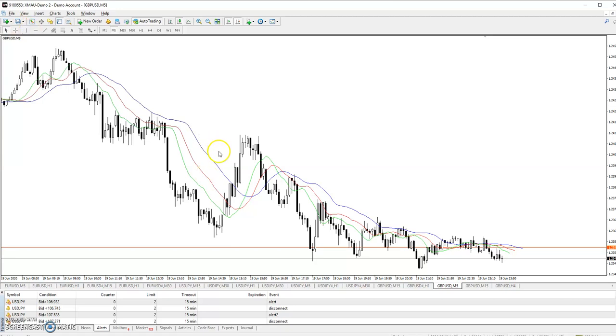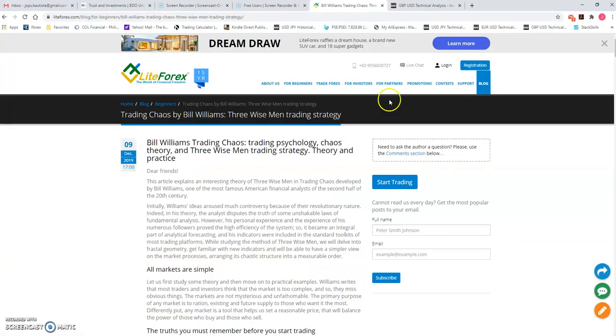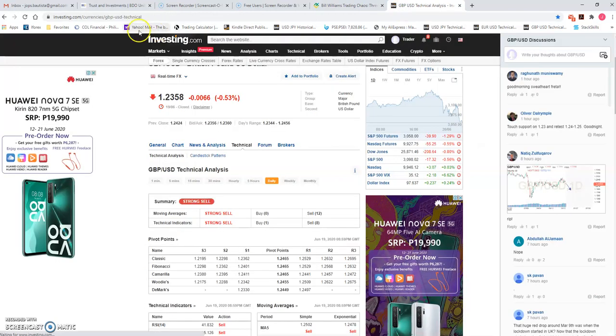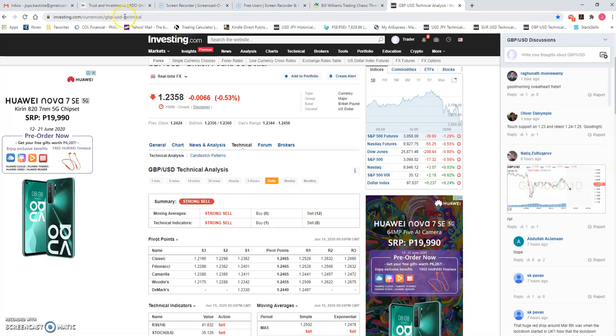Okay, what else? To increase chances of success, you should check your supports, resistances, and pivots. I use investing.com. So go to investing.com, currencies, GBP USD, and then the technical page. Choose daily, and you will see pivot points, resistance 1, R2, R3, support 1, support 2, support 3.